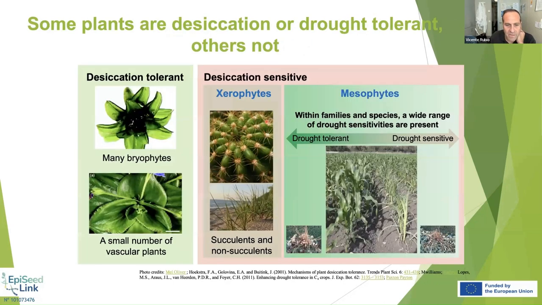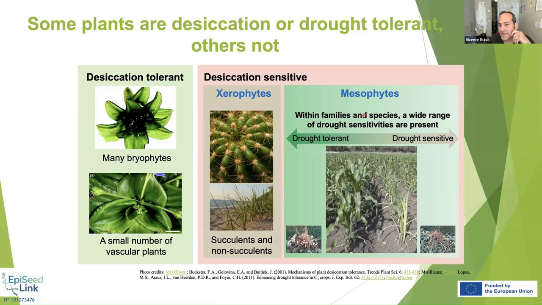And the strategies, as I said, are different depending on the plant species. Some are desiccation tolerant, but others are desiccation sensitive, mostly vascular plants. Within the desiccation sensitive species, we have the xerophytes, usually plants that belong to the Crassulaceae or Cactaceae, which have evolved strategies for accumulation of water in different tissues or organs. And those are the succulents.